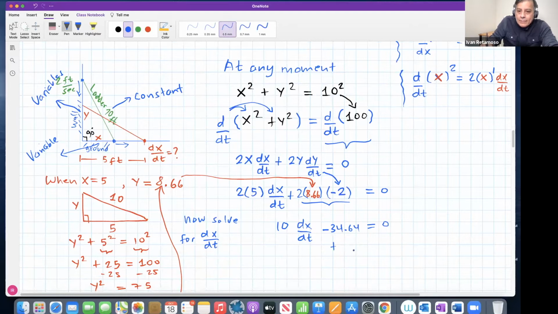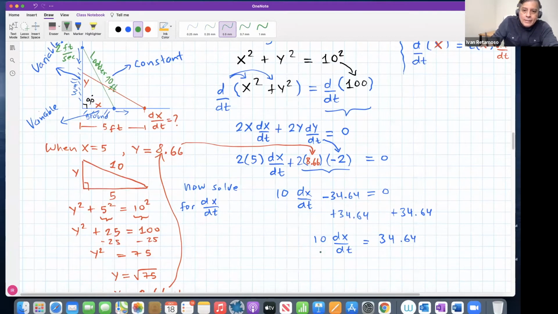Add now this to both sides of the equation or transpose it to the other side, changing its sign, right? You end up with 34.64, and dividing both sides by the number 10 will finally give us the answer that we were looking for. Look, dx dt equal 10 into this guy is just 3.46, right? Or you can use your calculator and get it.